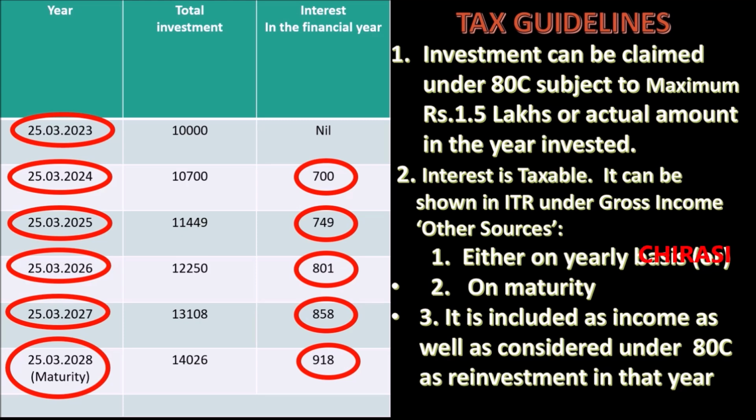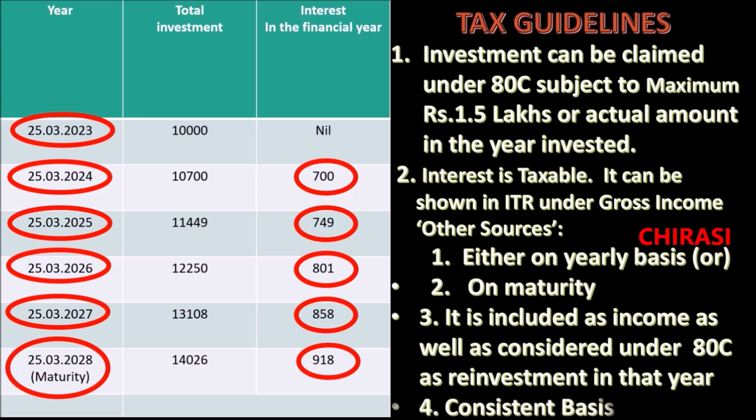Number 3, it is also included as income as well as considered under 80C as reinvestment in that year. That means, for example, in the first year you are invested, your total income will go up by 700. At the same time, if you are applying under the old tax system, you can consider this 700 under deductions under 80C. So you can get the interest included, and to the extent interest is reinvested, it can be claimed as a deduction.